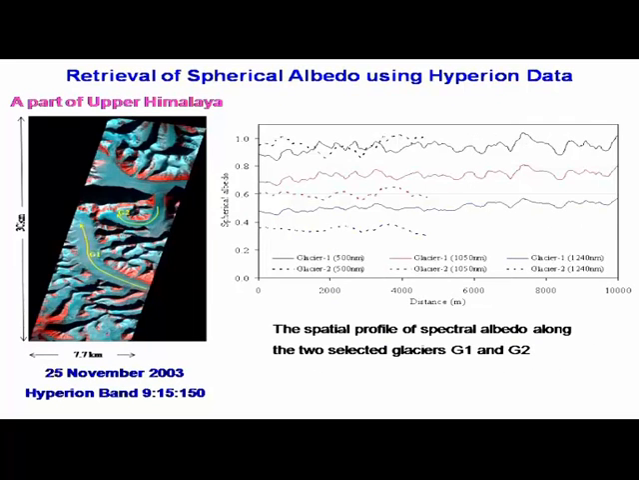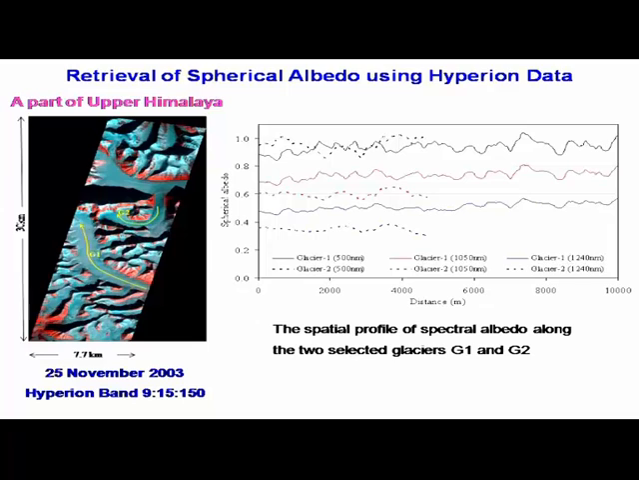Then this is the spherical albedo for the glacier area, and you can see the spherical albedo using 500 nanometer. This is for 1050 nanometer, the red one, and the blue lines are for 1240 nanometer. So you can see in the visible these are almost the same for both glaciers. This is one glacier G1, this long line, and this short line is for glacier G2.